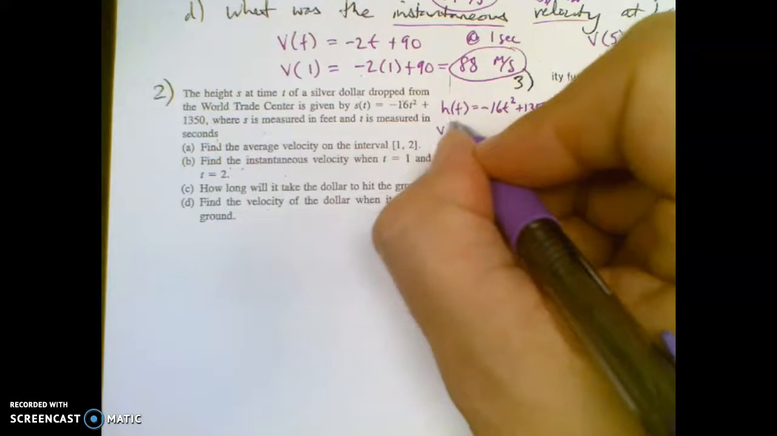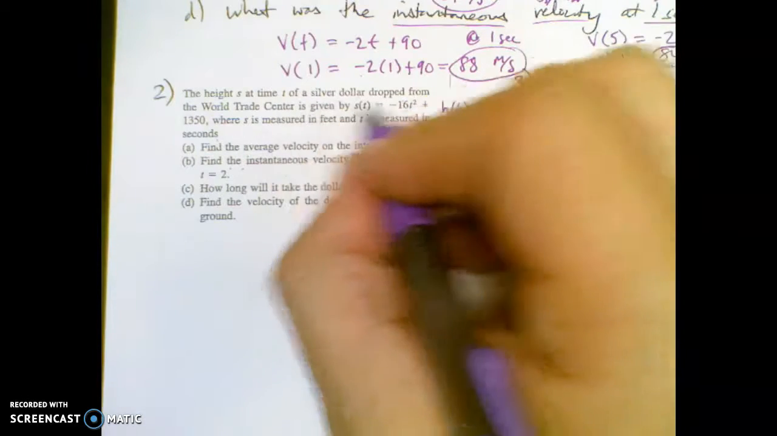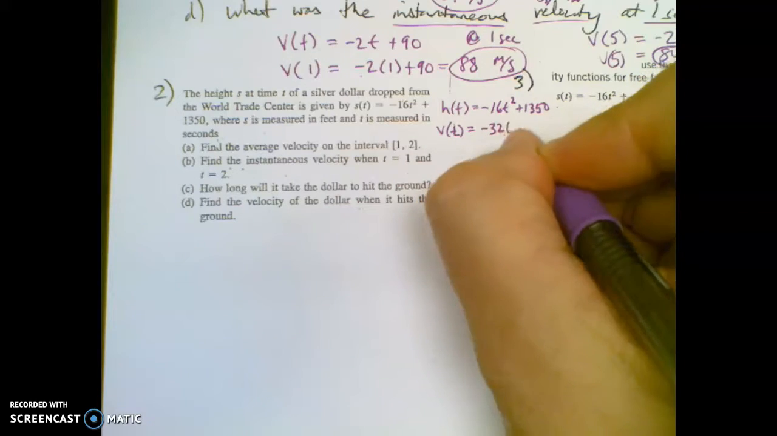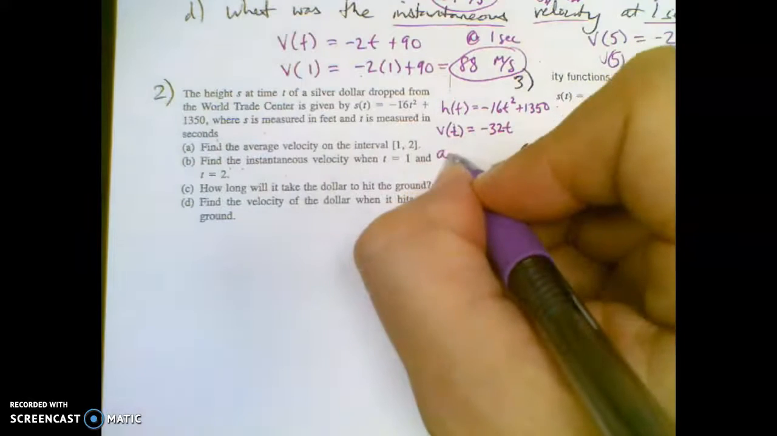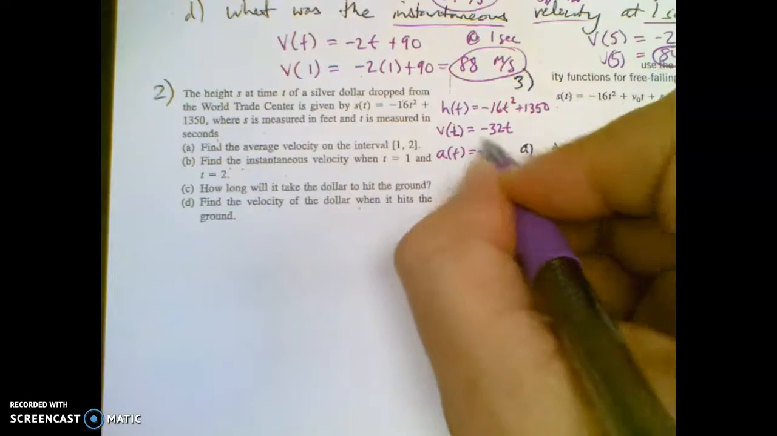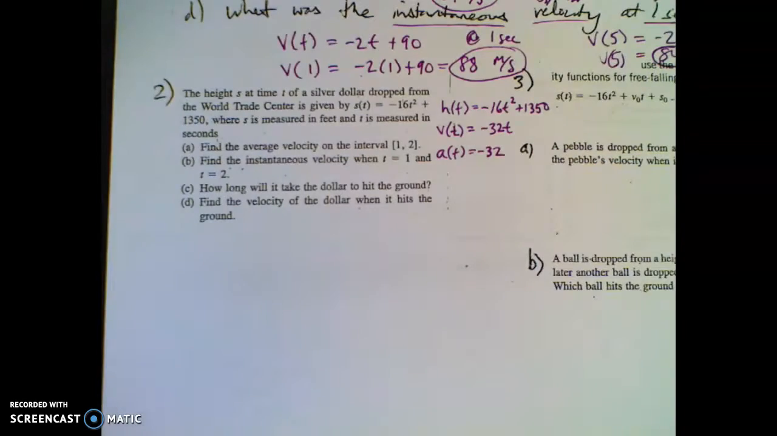Okay, and then right below it I like to make an equation for velocity. So you drop a silver dollar. That's frowned upon, I think. Negative 32t, and that goes away because the derivative of a constant is 0. And acceleration is negative 32. And the units here are feet, feet per second squared.